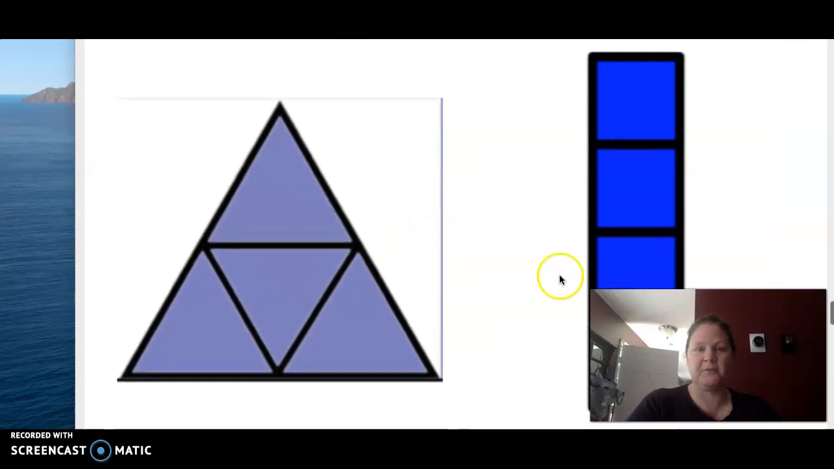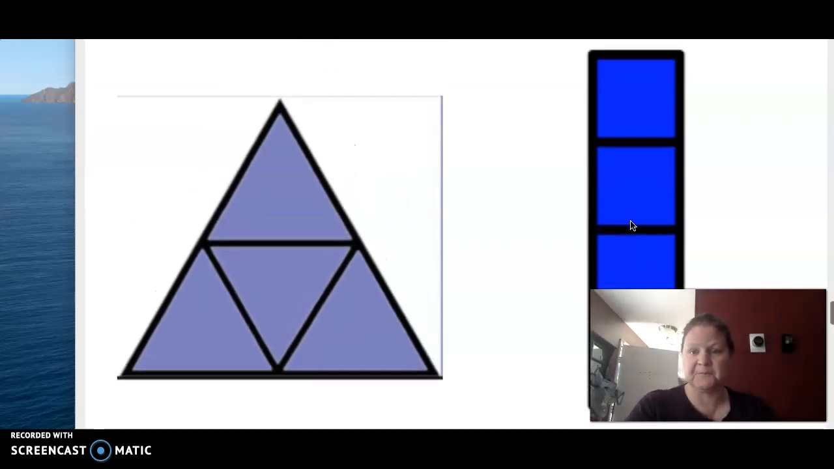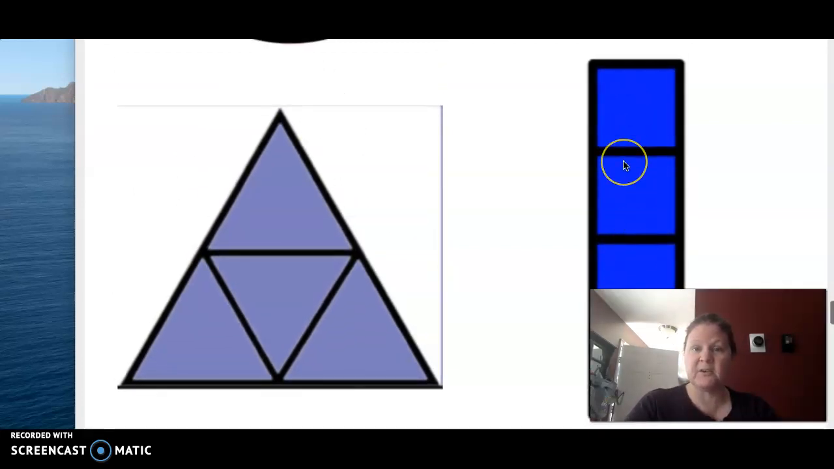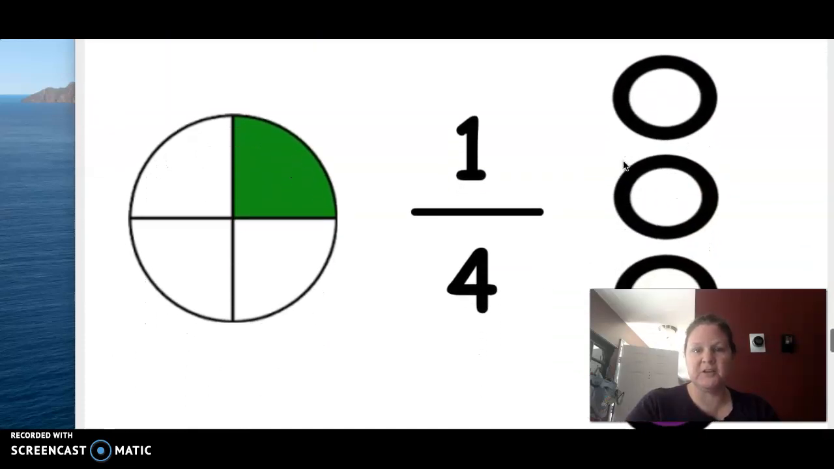All right, here's some more fourths. 1, 2, 3, 4. And they're all the same size, so they're equal. Here's a rectangle over here. 1, 2, 3, 4. I don't know if you can see that fourth part underneath my picture or not. I can see it. I hope you can see it. Okay, so 4 equal parts. Let's look at this over here.